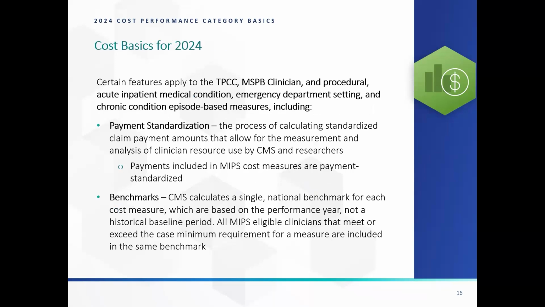On this slide, we have some of the features of cost measures defined. Payment standardization is the process of calculating standardized claim payment amounts that allow for the measurement and analysis of clinician resource use by CMS and researchers. Payments included in MIPS cost measures are payment standardized. And benchmarks are calculated for each cost measure, which are based on the performance year, not a historic baseline. All MIPS eligible clinicians that meet or exceed the case minimum for a measure are included in the same benchmark.